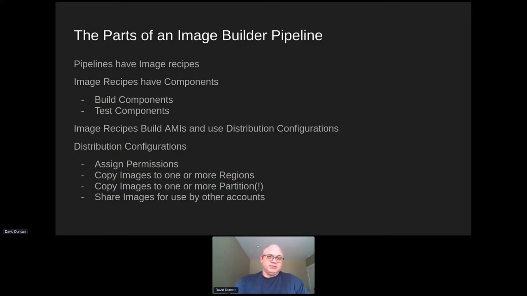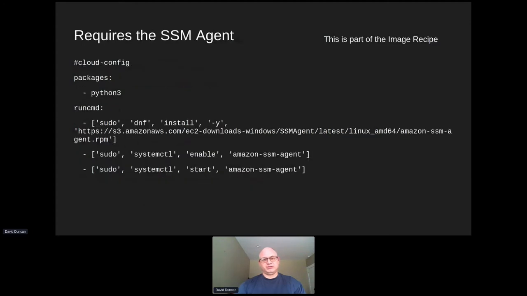Image recipes build the machine image, and then they use the distribution configuration to assign permissions to copy the images to more than one region, and then to copy it even to different partitions. And what I mean by partition is, you may have one account that is responsible for building the image, but then you may want to get it over to a Chinese account. So you've got an account in China, you've got everything set up so that you can just move that image into that different partition, or into GovCloud if you have requirements around that. And then you can share it to other groups or other organizations so that they can use the images themselves. That can be just public if you want to push them out for public, or it can be extremely specific.